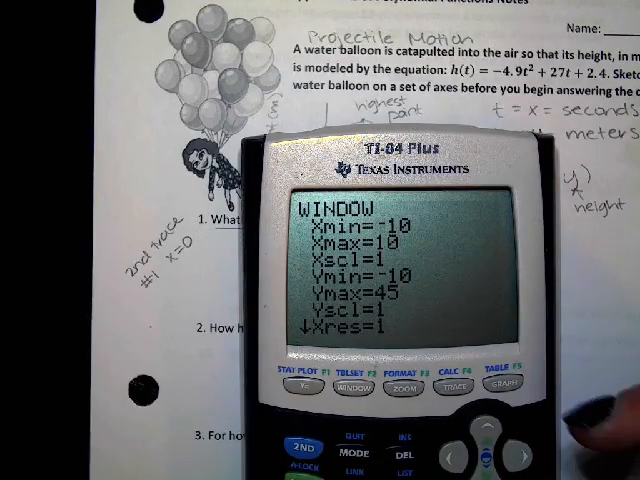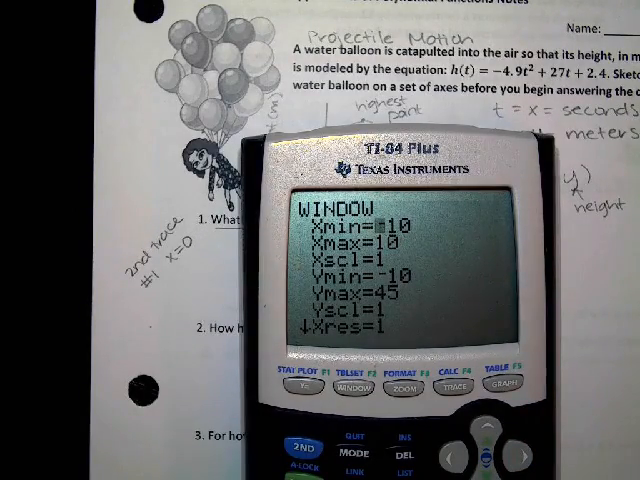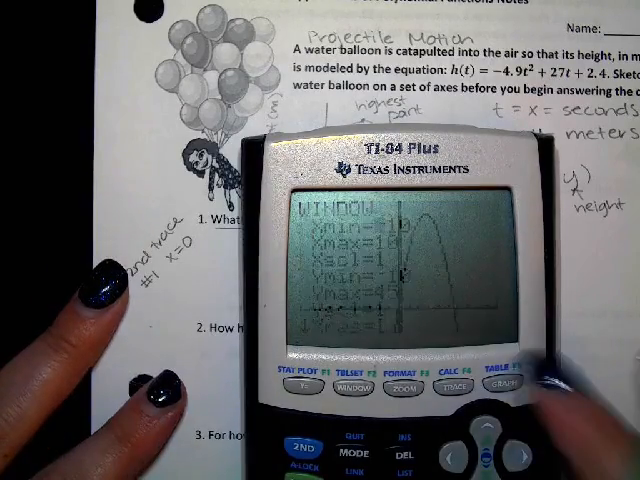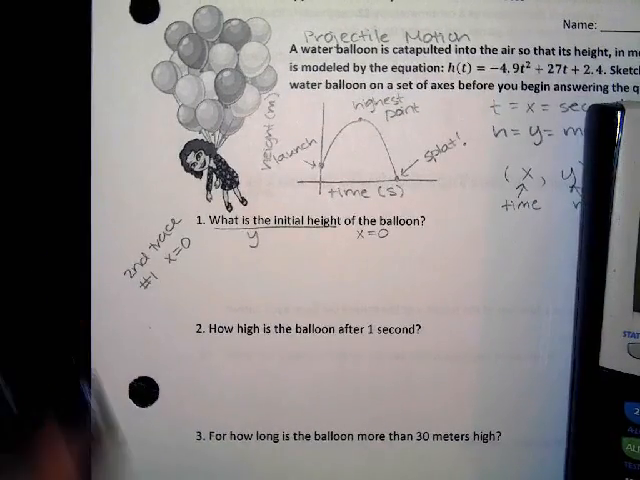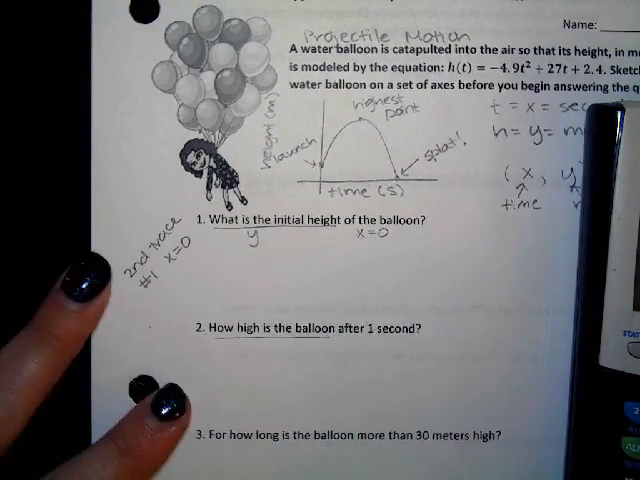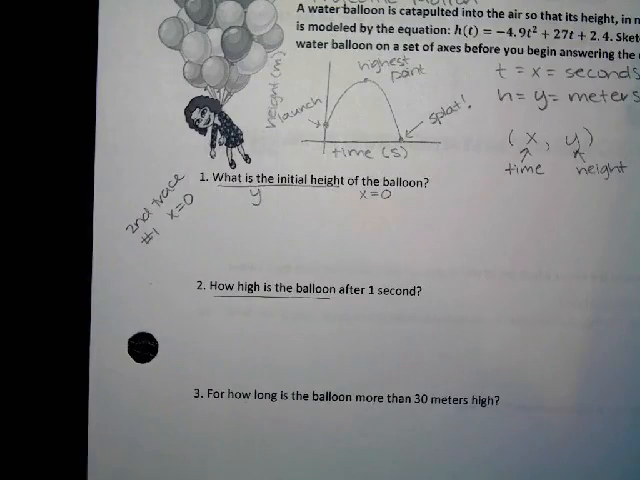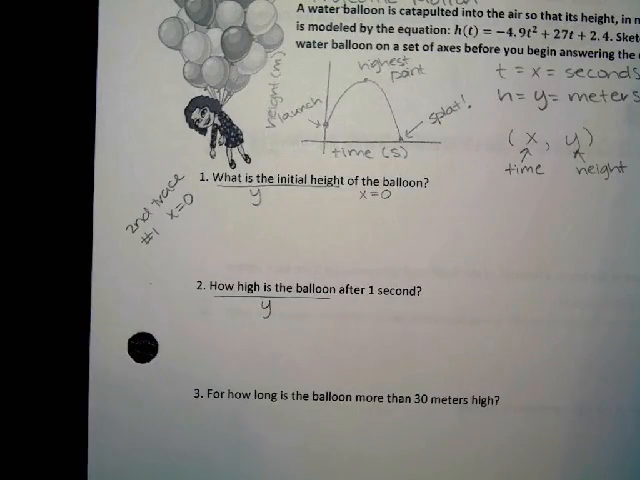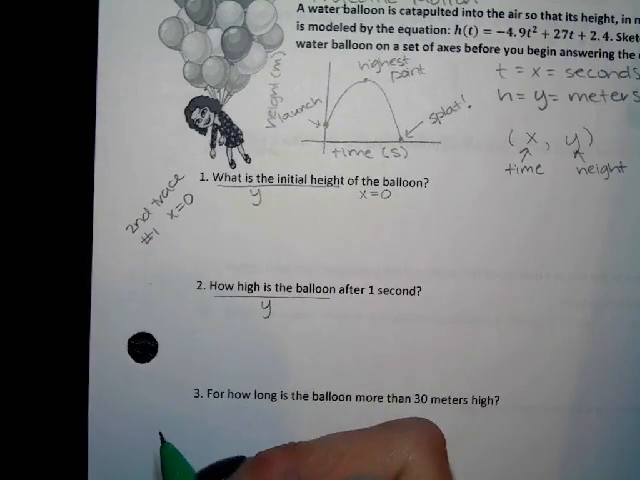All right, so let's go ahead and look at the next question. It says, how high is the balloon? Are we solving for y or are we solving for x? We are solving for y. How high is the balloon after 1 second? So what are we plugging in for x? We're plugging in 1. X equals 1. You can look at the table.